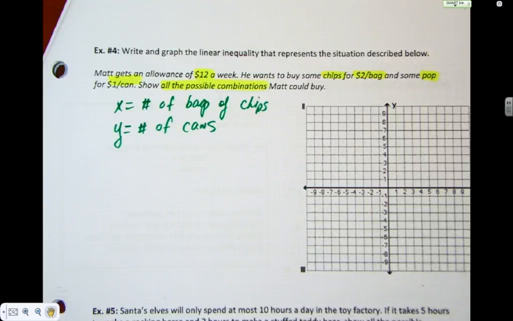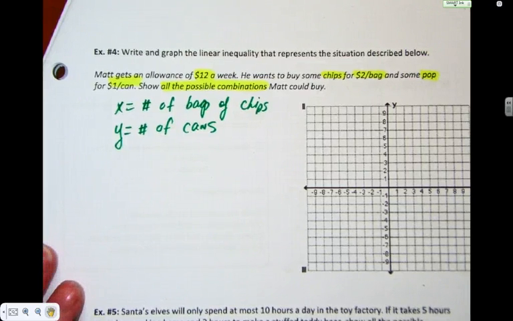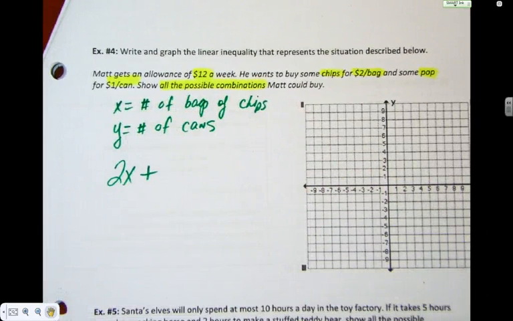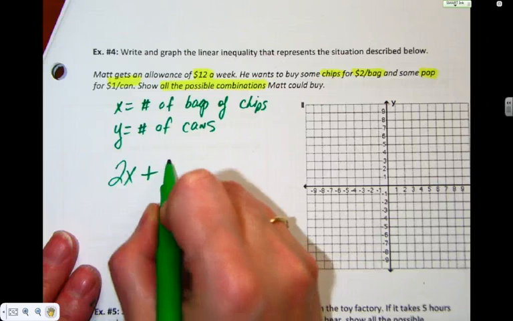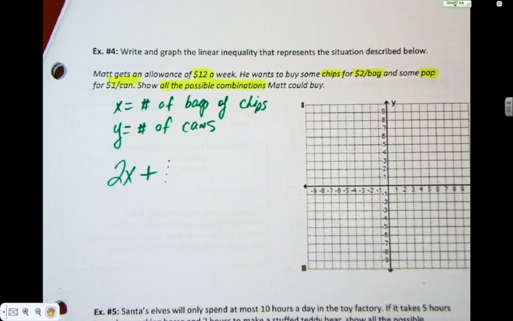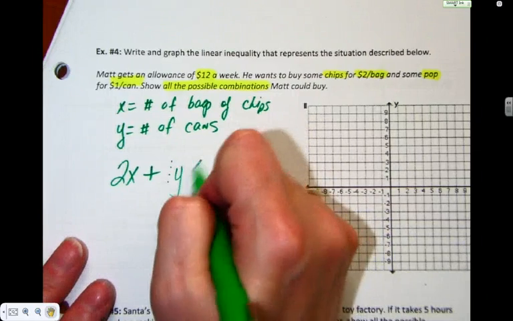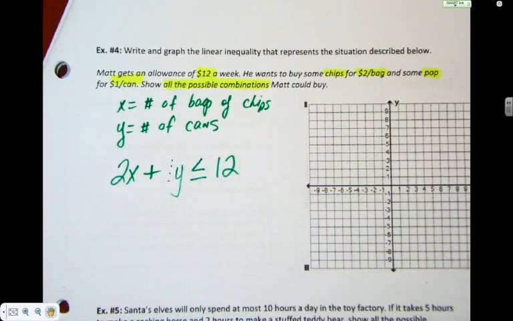Now let's talk about the money, because that's what the economists care about, and I am an economist and a mathematician, so it's all about money. How much for a bag of chips? So 2 times x. We don't know how many x's he buys, but each one's going to cost 2. Obviously plus, because they're not giving it away. Now I'm going to write the imaginary 1, because it's $1 for every can, which we called y. Not equals. So it has to be less than or equal to 12. Why less than or equal to 12? Because he can spend less, he just can't spend any more than that.